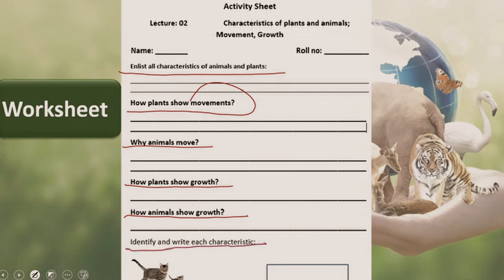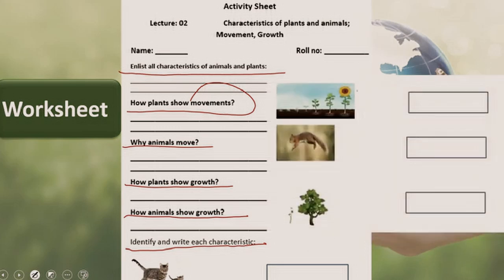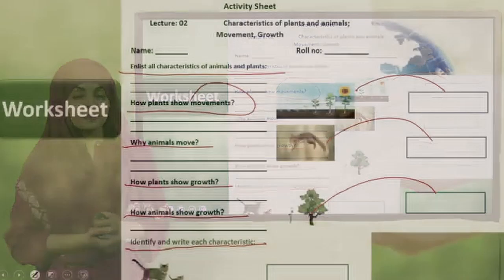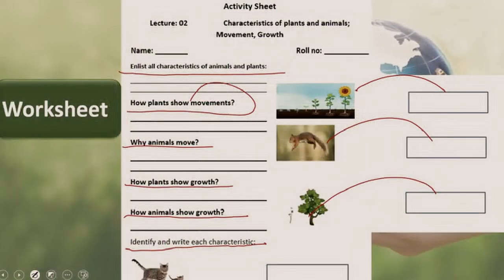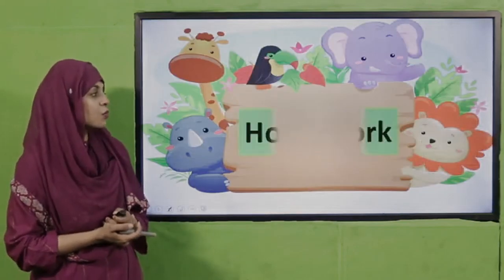Identify and write each characteristic. So my dear students, here you can see this is growth, and this is also growth, this is movement, and this is also movement. This is growth. Last one is growth. So pause the video and complete the worksheet. I hope everybody has done it. Submit it to your teacher, and we will move forward towards your homework.